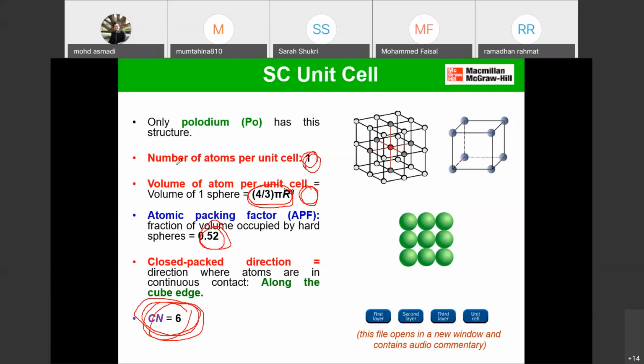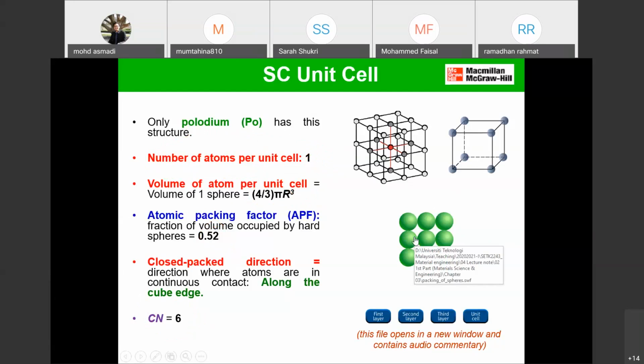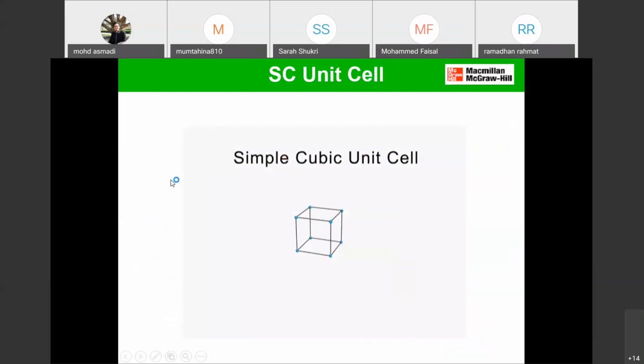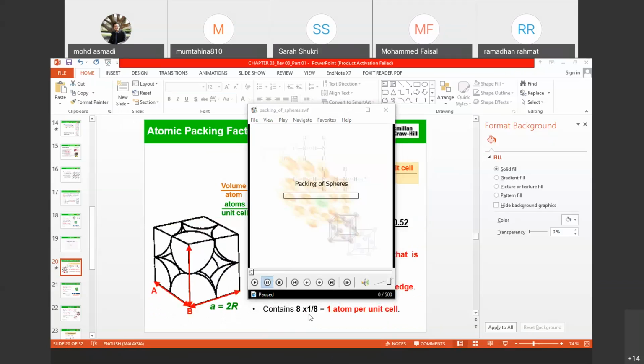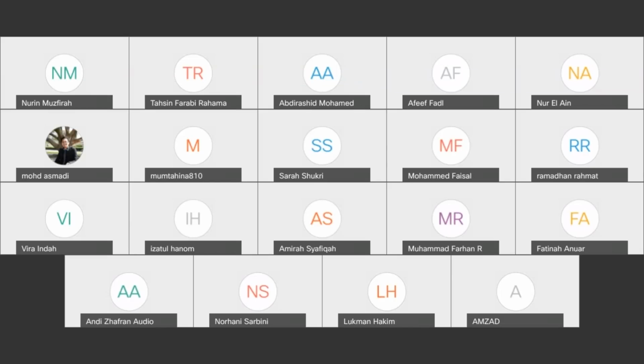Please remember that the coordination number is equal to 6. Why is the number of atoms per unit cell equal to 1? Let's see this video. I will share this video.